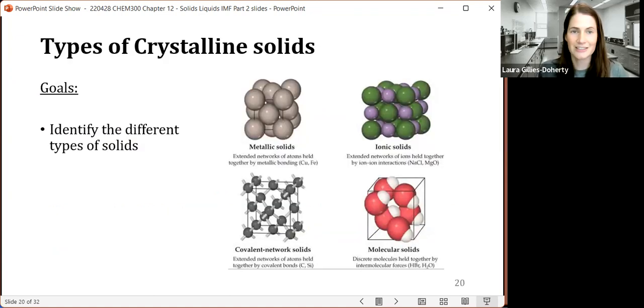Okay, that covers melting, freezing, deposition, and sublimation. We'll next time talk about types of crystalline solids.